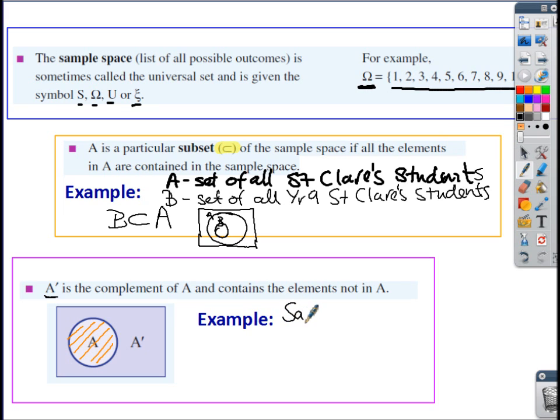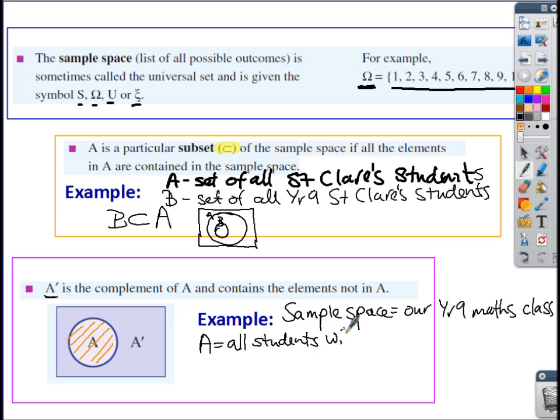We're going to have the sample space is our class, our Year 9 Maths class. And let's say we define the set A to be equal to all students with brown hair. Then if all students with brown hair are in the set A, then all the rest of the students who don't have brown hair would be in A complement.